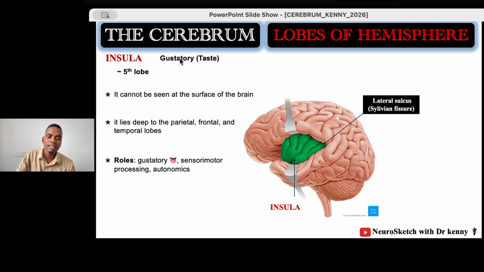And the insula is important for gustatory information, the sense of taste. Remember, I have told you the parietal lobe is dealing with somatic sensation. It does not deal with the sense of taste. Taste is not processed by the parietal lobe, but by the insular lobe, the fifth lobe. So it deals with gustatory information, sensory motor processing, and autonomics, the autonomic system.